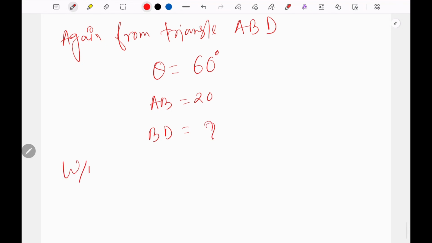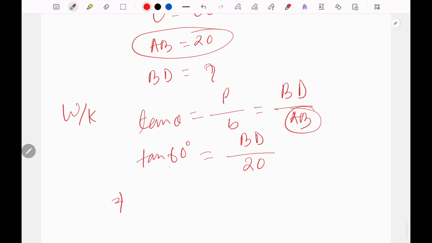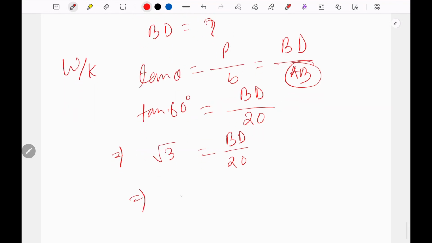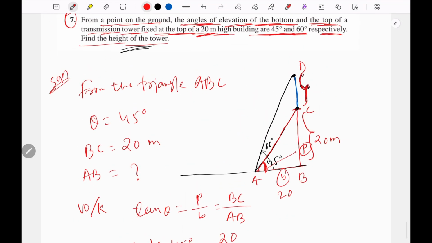Right, again we know tan of theta will be P by B. And what is P? P is this perpendicular BD and base B is AB. Now this time theta is 60 degree. We need to calculate this BD, and AB we just found, the value of AB is 20. Now tan 60 is root 3, so root 3 equals BD divided by 20. So from here we can write BD equals 20 root 3. Now we have the value of BD. So we need to calculate this CD.